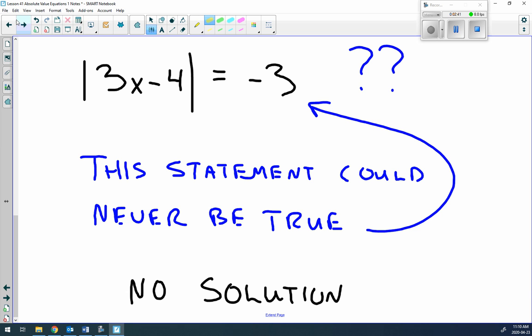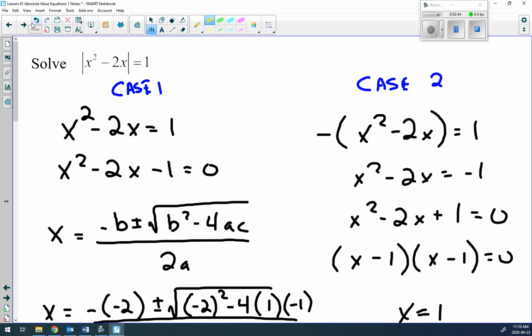Okay, go to the third page. So now we're going to do some quadratics. So we have the absolute value of x squared minus 2x equals 1. So case 1, get rid of the absolute value bracket, just make it positive. Right here, there's the positive. Case 2, put it in brackets, make it negative, and then do all the work.